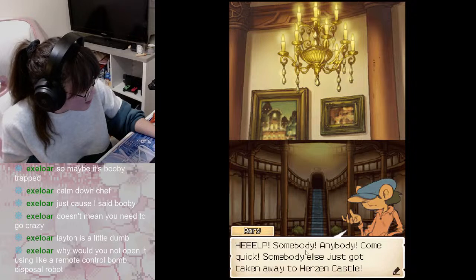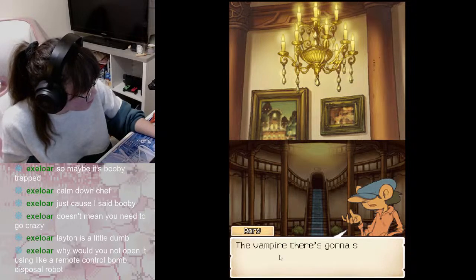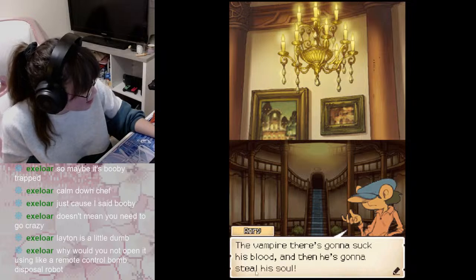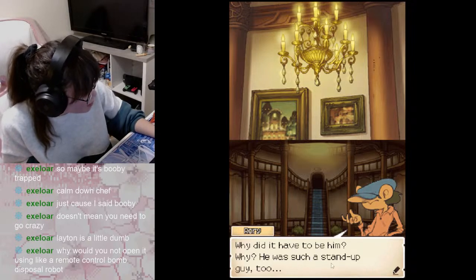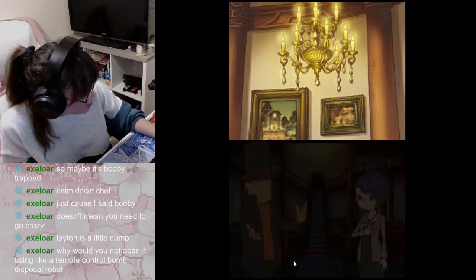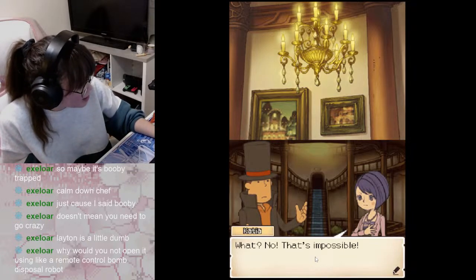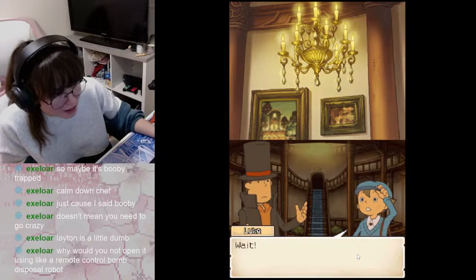Help! Somebody! Anybody! Come quick! Somebody else just got taken away to Herzen Castle! The vampire's gonna suck his blood and then he's gonna steal his soul! Why did it have to be him? Why? He was such a stand-up guy, too. What? No, that's impossible! What is happening?